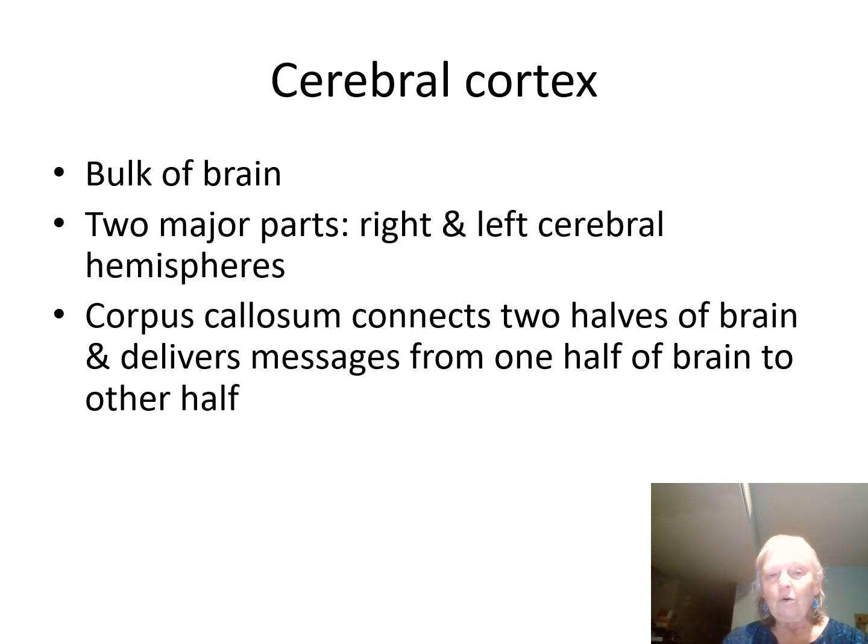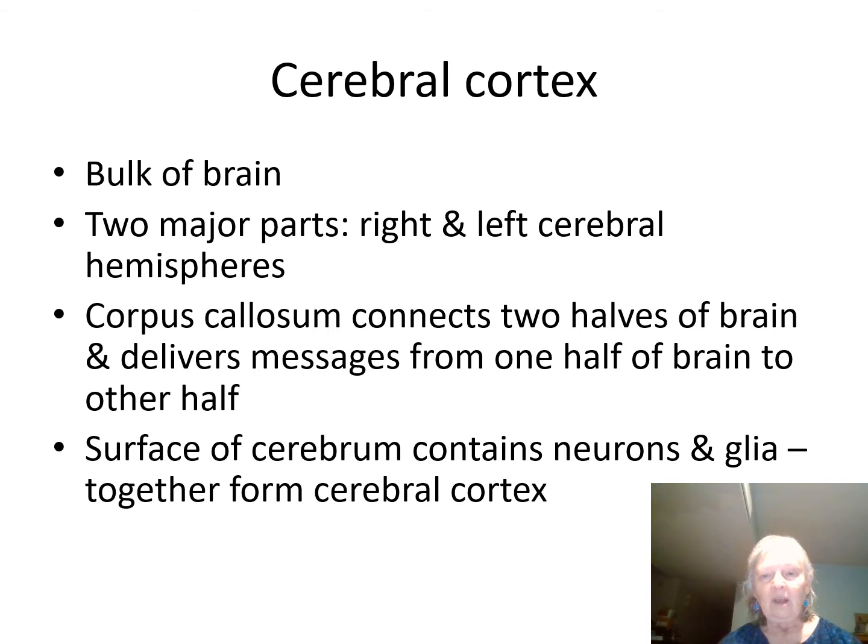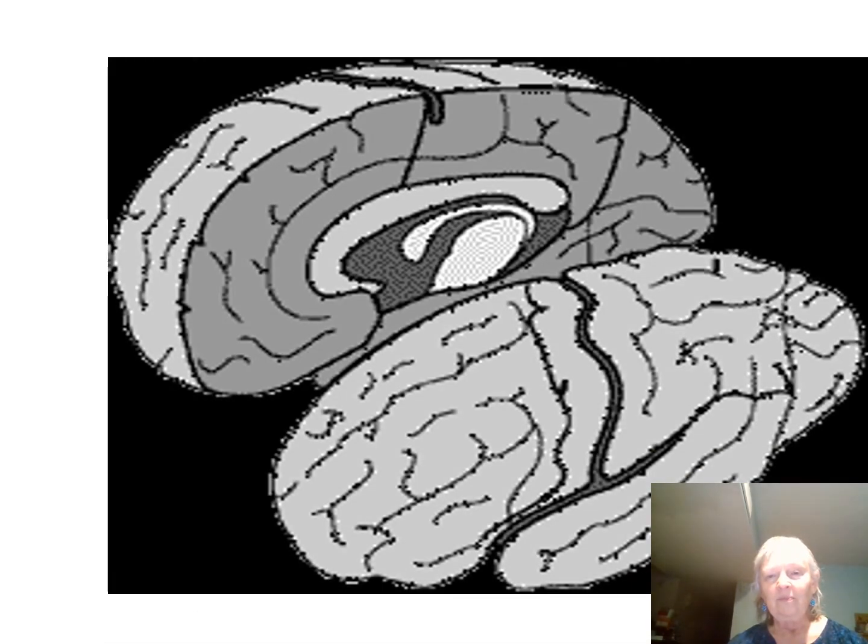If you're born without a corpus callosum, now you've got two parts of your brain, and you have to be able to train yourself or be trained in recognizing that you have two different things that are actually happening at that particular point. Remember, you have your neurons and your glia, and then they form all the areas of the cerebral cortex.